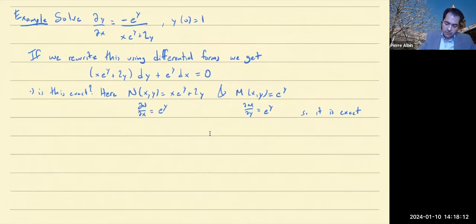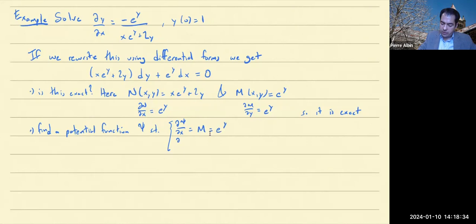Next, we want to find a potential function psi such that the derivative of psi with respect to x is equal to M, so it would be e to the y. The derivative of psi with respect to y is equal to N, right? So x times e to the y plus 2y.